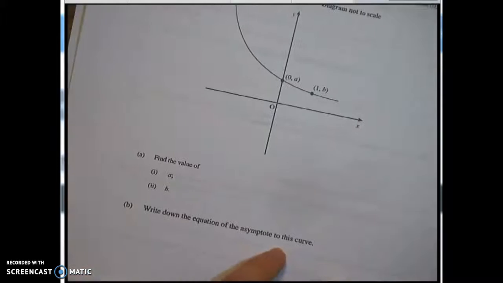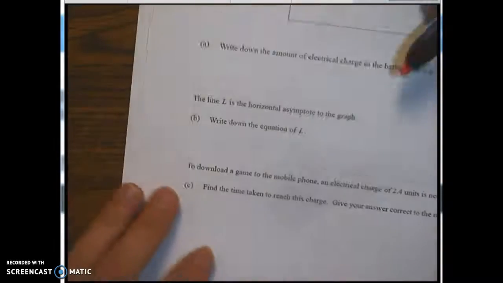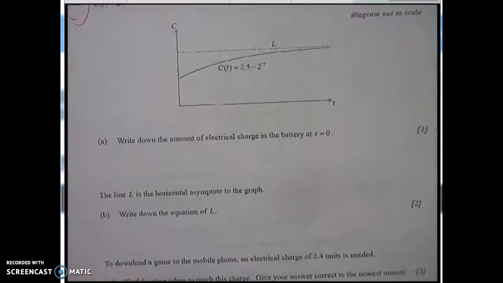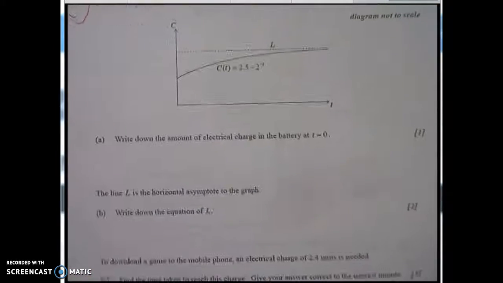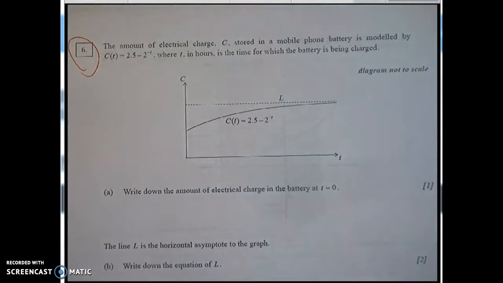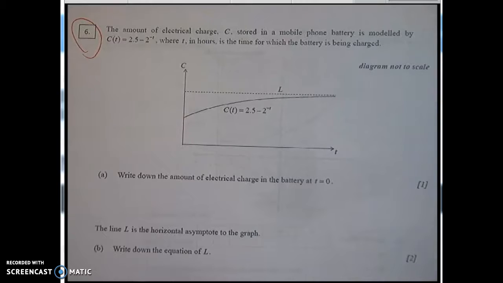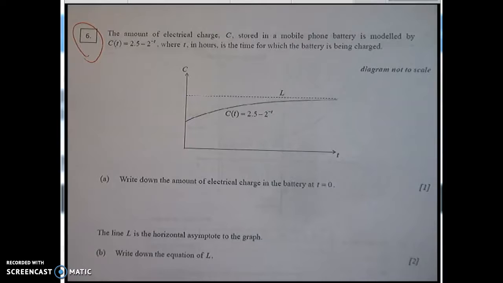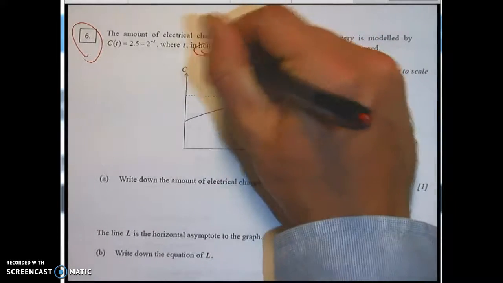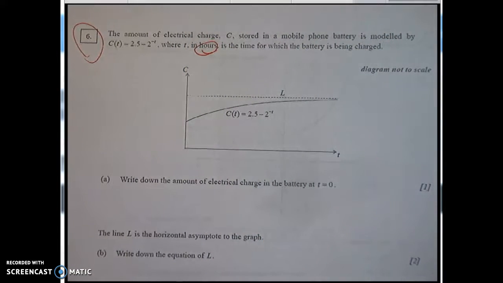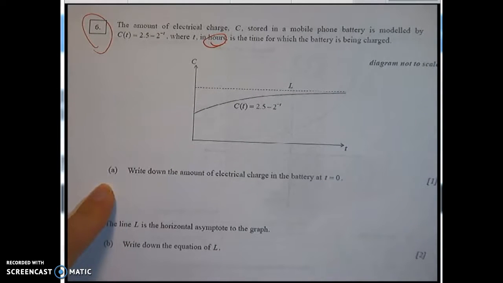The next one I'd like to talk about is number 6. On number 6, we've got another word problem here. The amount of electrical charge C stored in a mobile phone battery is modeled by the function C of t equals 2.5 minus 2 to the negative t power, where t in hours is the time for which the battery is being charged. Write down the amount of electrical charge in the battery at t equals 0.